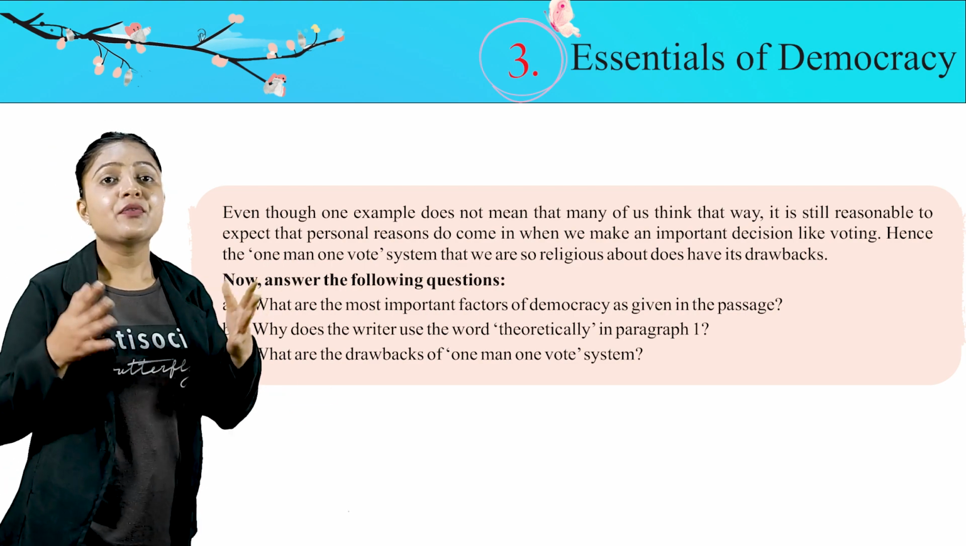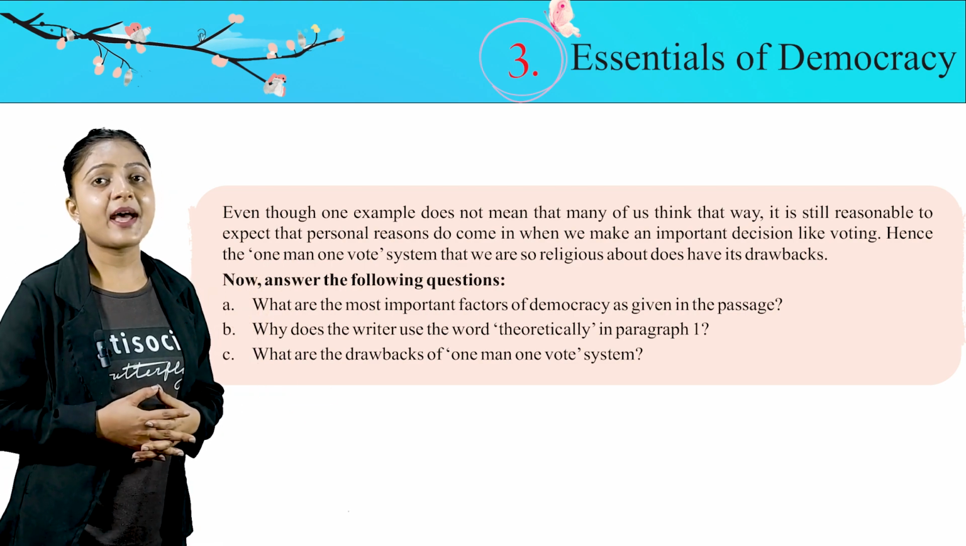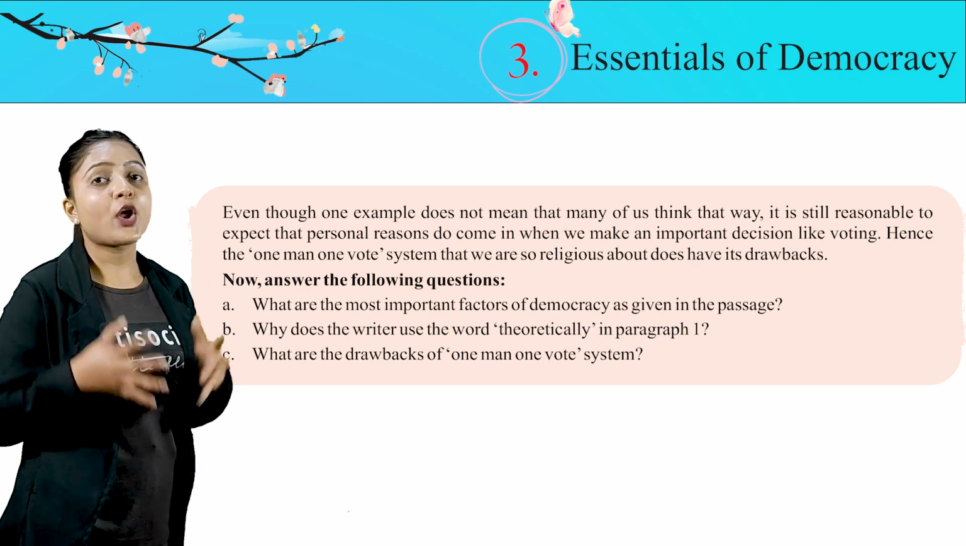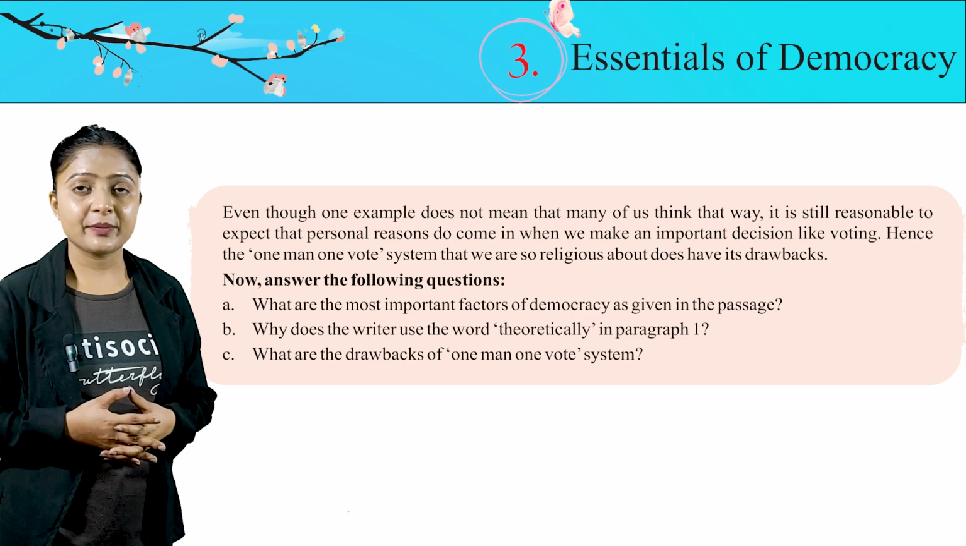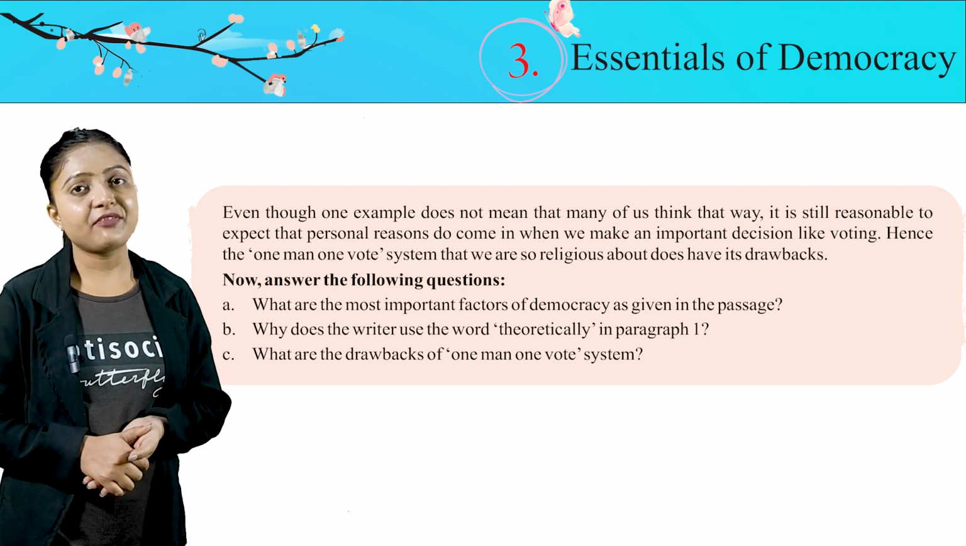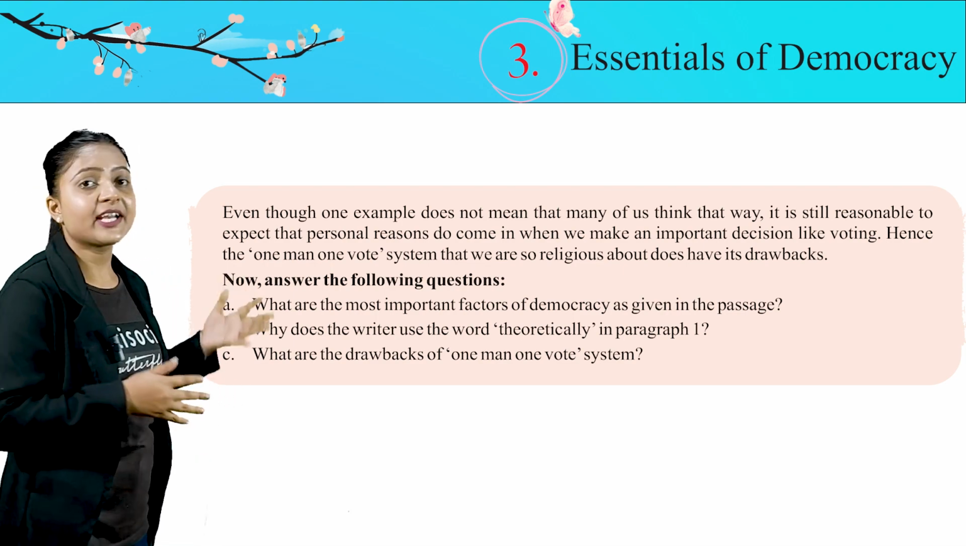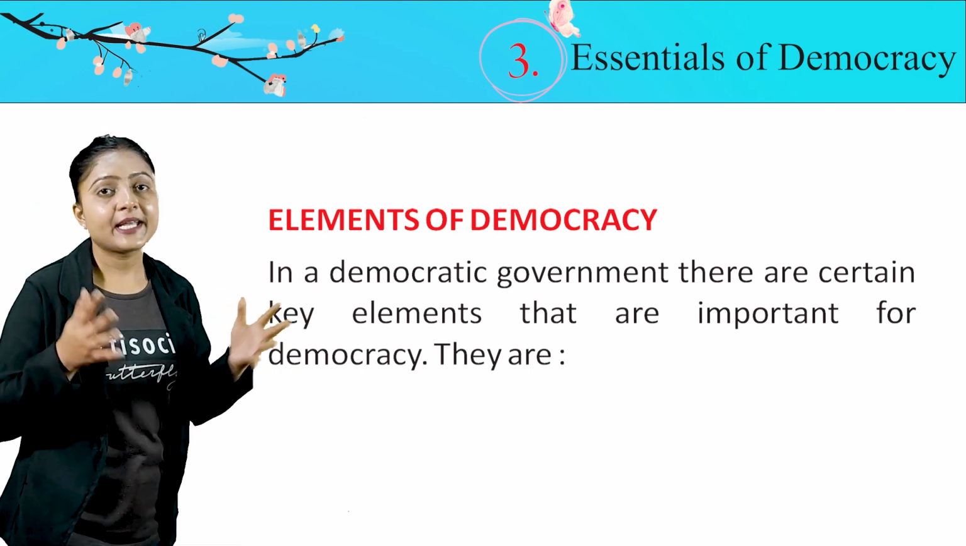C. What are the drawbacks of the one man, one vote system? The drawback of the one man, one vote system is that not necessarily every person knows how to make a wise selection. Democracy: elements of democracy.